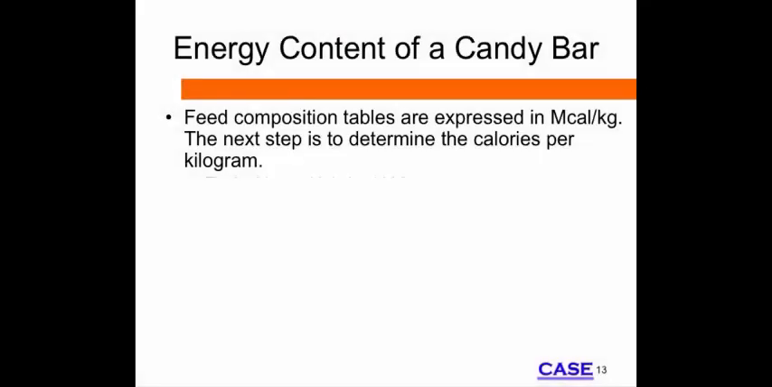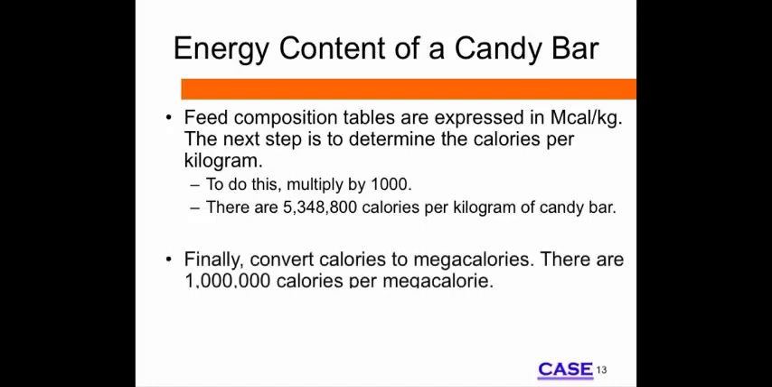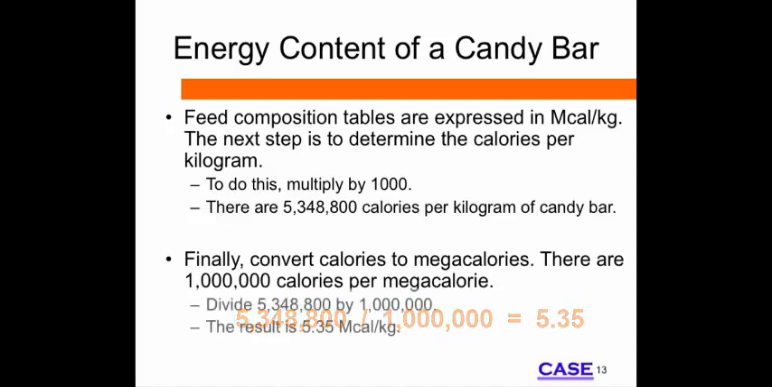Feed composition tables are expressed in megacalories per kilogram. The next step is to determine the calories per kilogram. To do this, multiply 5,348.8 by 1,000. The answer is 5,348,800 calories per kilogram. Finally, convert calories to megacalories. There are 1 million calories per megacalorie. Divide the megacalories, 5,348,800, by 1 million. The result is 5.35 megacalories per kilogram.